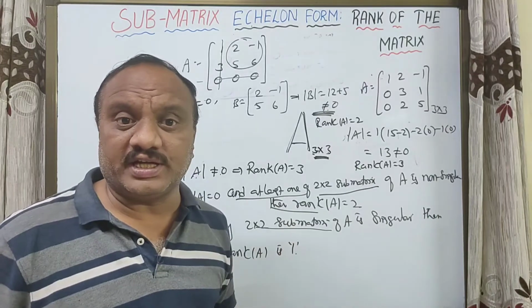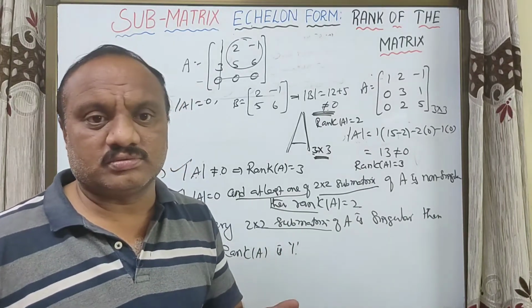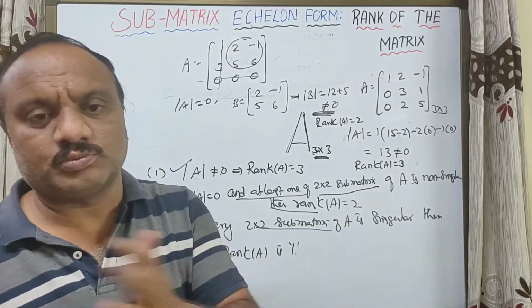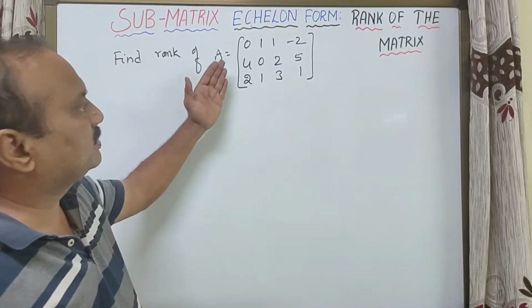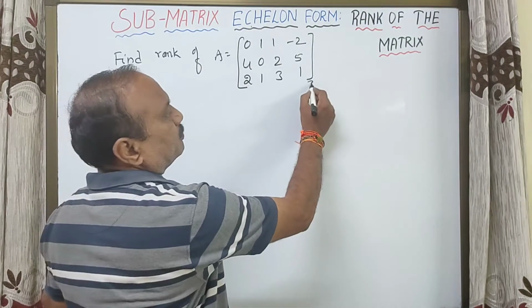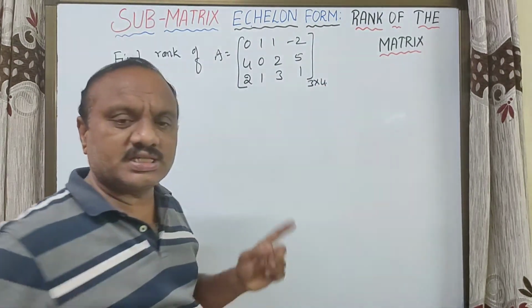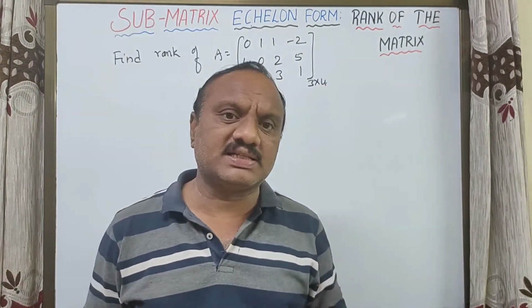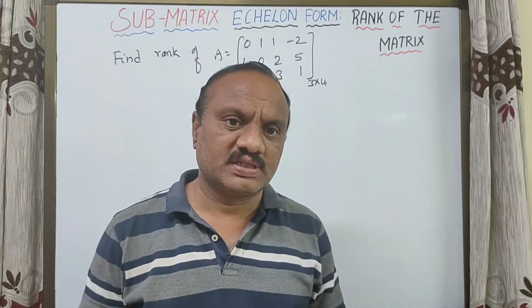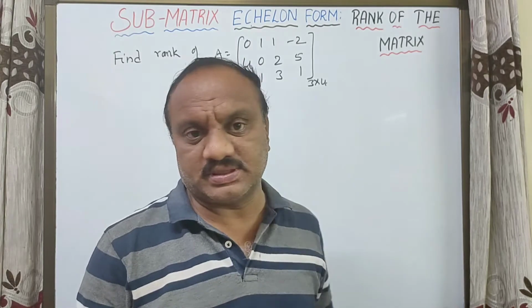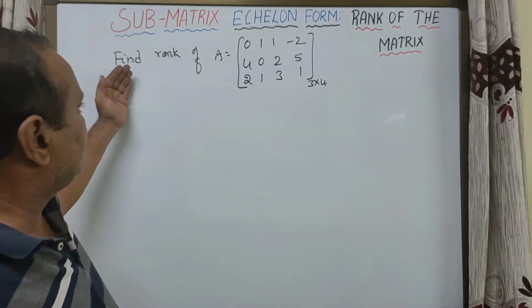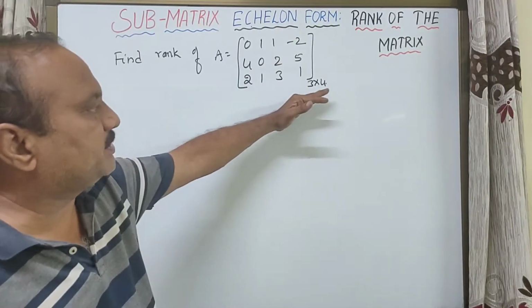Next, how to find for 4 by 4, 3 by 4, 4 by 3. We will see. Let us see this example. This is a 3 by 4 matrix. Dear students, rank of the null matrix is 0. Please remember that. See, find the rank of this 3 by 4 matrix.